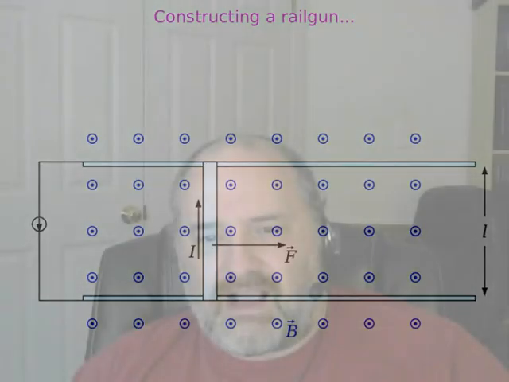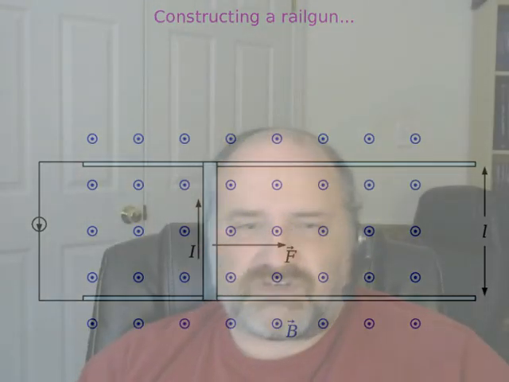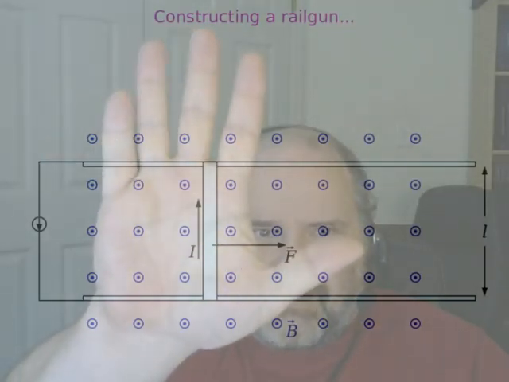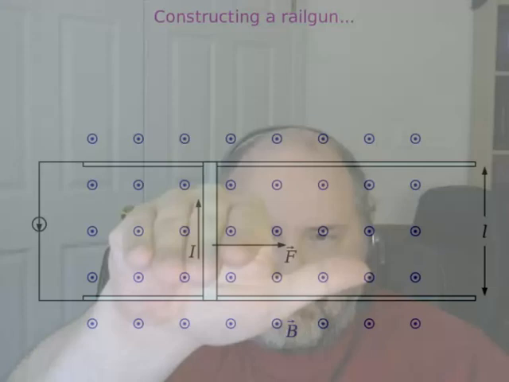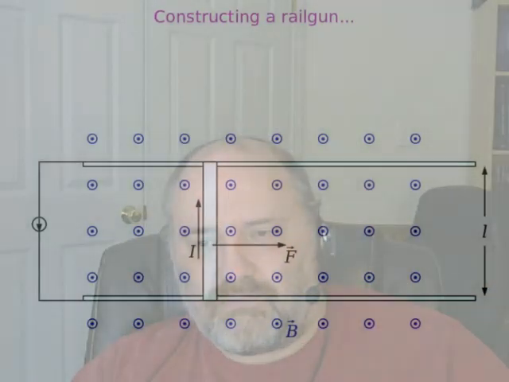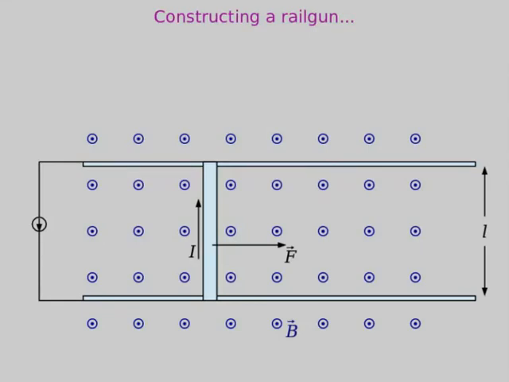And so I could figure out, because the current is in the upward direction, that IL, and then B is out of the page, so I orient my hand, IL cross B, that the force is going to be to the right. So this whole sliding thing, the slug there, will slide to the right. It'll accelerate to the right. And by the time it leaves the rails, it'll have picked up some speed and it'll go flying off.